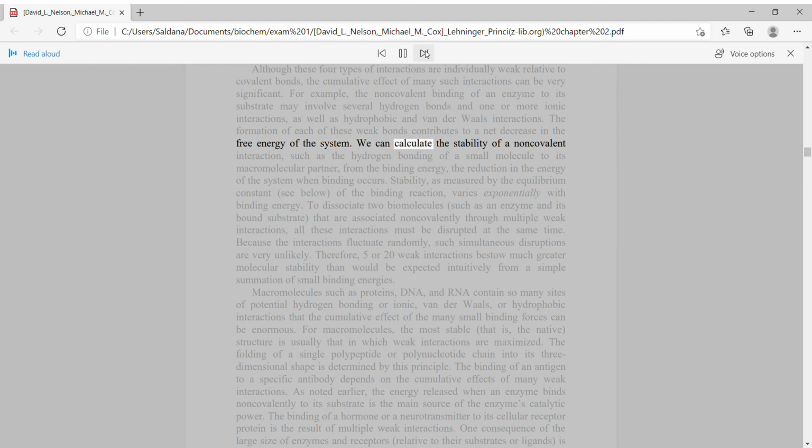We can calculate the stability of a non-covalent interaction, such as the hydrogen bonding of a small molecule to its macromolecular partner, from the binding energy, the reduction in the energy of the system when binding occurs. Stability, as measured by the equilibrium constant, see below, of the binding reaction, varies exponentially with binding energy.